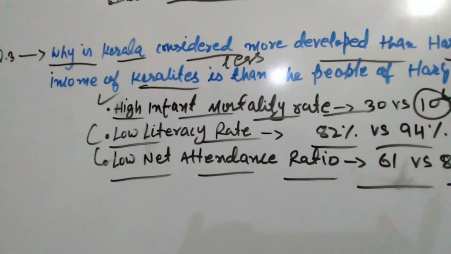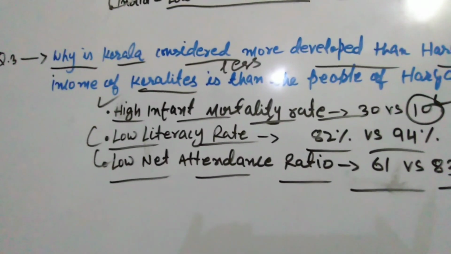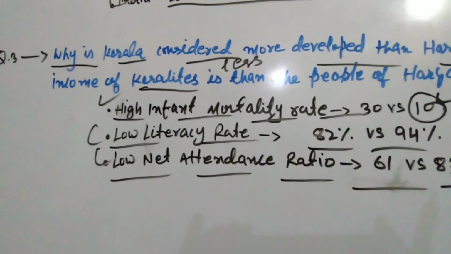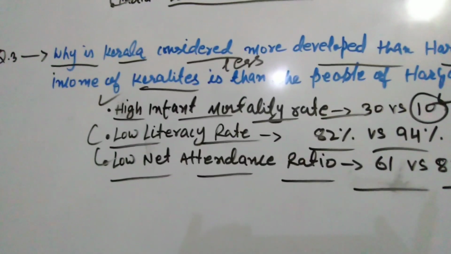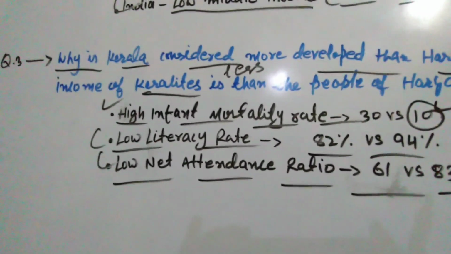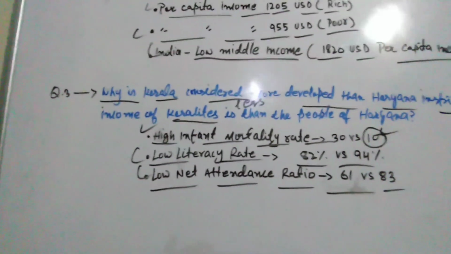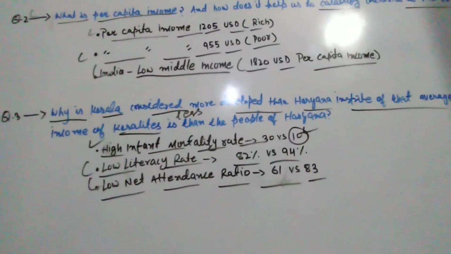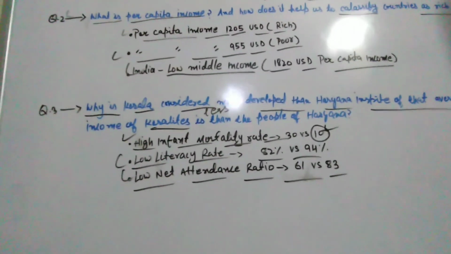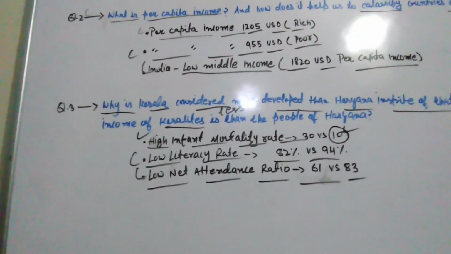On the basis of that, we can say that although Kerala is having lower income, but it has surpassed Haryana in terms of education and health. That is the reason why Kerala is considered more developed than Haryana, in spite of that, average income of Keralites is less than the people of Haryana.